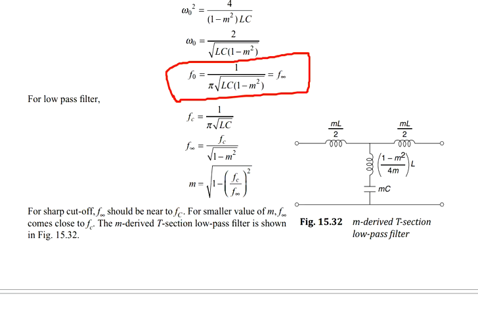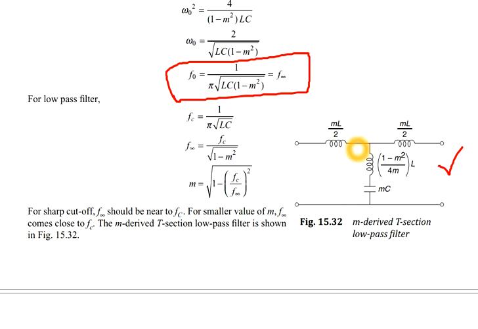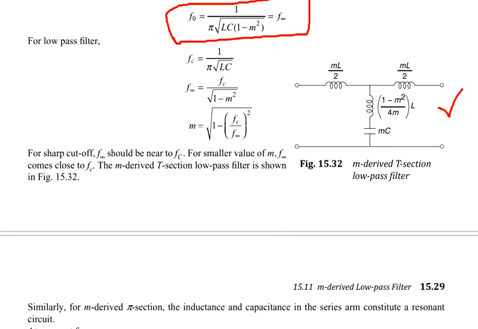So for a smaller value of m, the f infinity comes close to fc. That's why the m value should be chosen low. And the m-derived T section low pass filter is shown in this particular diagram 15.32. Here in this diagram, Z1 is replaced with L, that is an inductive element, and Z2 is replaced with a capacitive element.